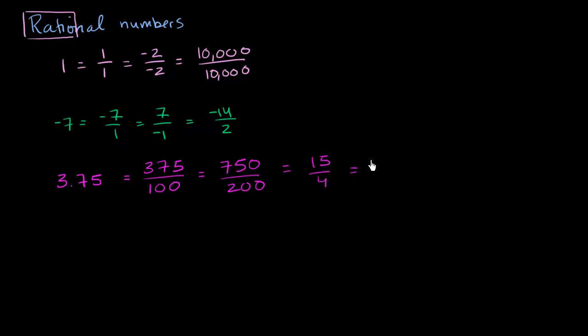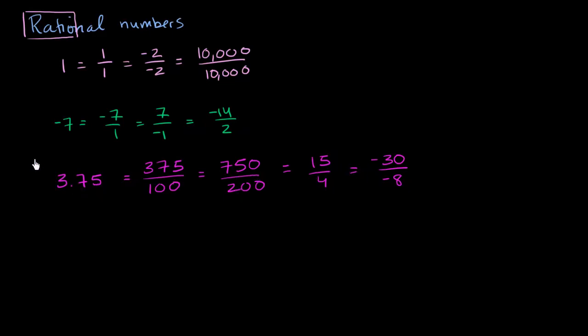Or we could write this as negative 30 over negative 8. I just multiplied the numerator and the denominator here by negative 2. But just to be clear, this is clearly rational. I'm giving you multiple examples of how this can be represented as the ratio of two integers.